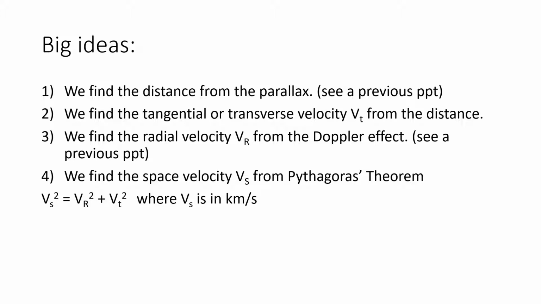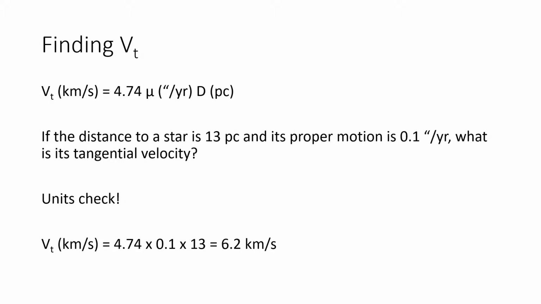Once we have the VT and the VR, then we can find the space velocity Vs from Pythagoras' theorem. Vs squared equals VR squared plus Vt squared, where Vs is in kilometers per second. Vt and VR are also in kilometers per second. So how do we find Vt? Well, the formula for Vt is given on the slide. And notice that it already says that you're going to get the answer out in kilometers per second.